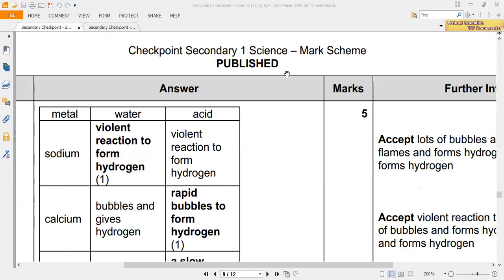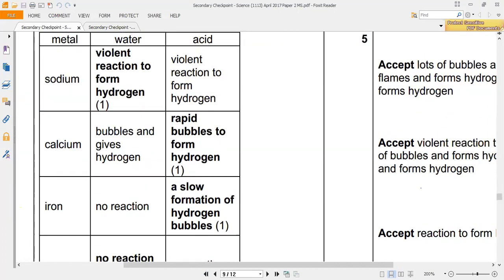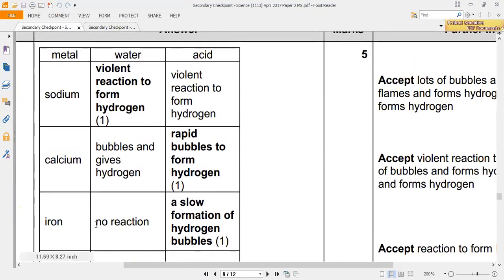look after this point. Calcium with the water, okay, there will be bubbles and it gives hydrogen. With acid, of course, rapid bubbles form with hydrogen. Calcium is reactive. Iron, of course, with cold water, there's no reaction. With acid, a slow formation of hydrogen bubbles because it's relatively less reactive.